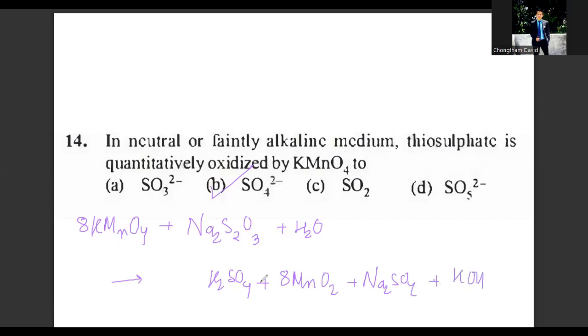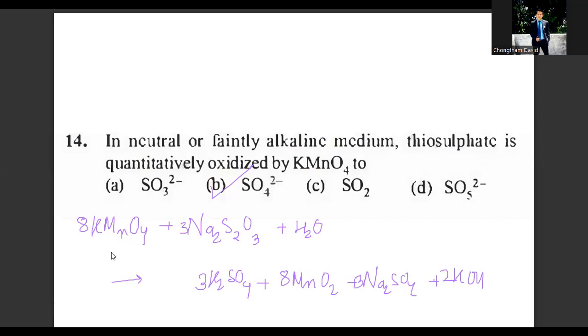So there are already 8 here. So how many do you have to put here? 3 to the 6. You can balance this 8. And for sodium, you put 3. Now it is balanced. So the ultimate product would be sulfate.